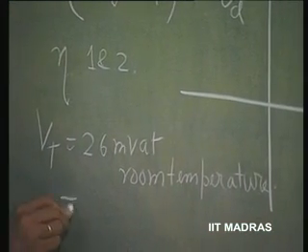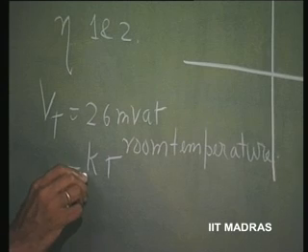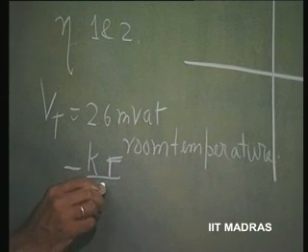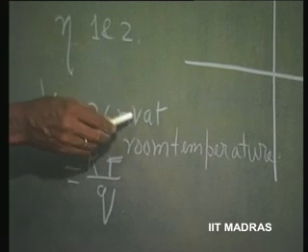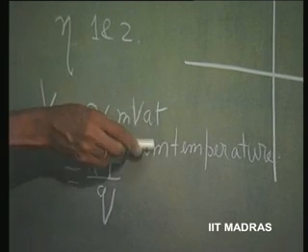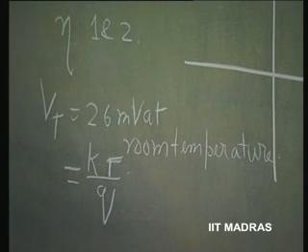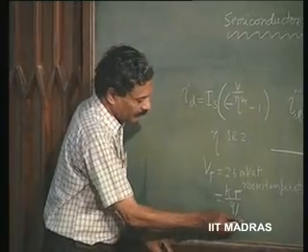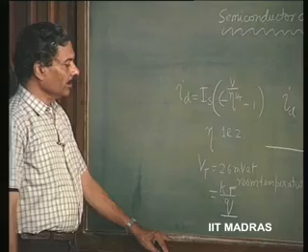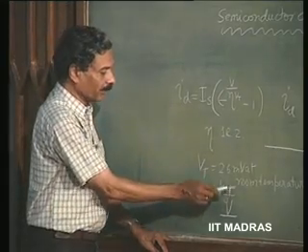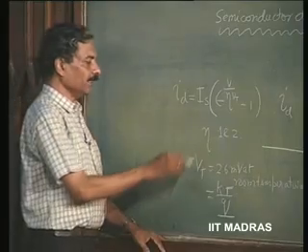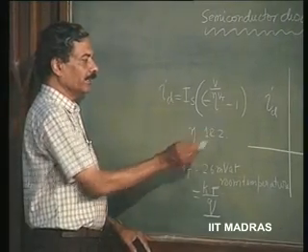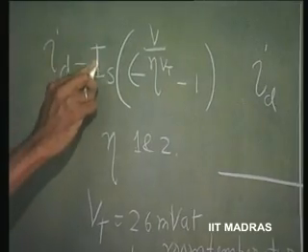This is also equal to Boltzmann's constant K into absolute temperature divided by electronic charge Q, that is equal to 26 millivolts at room temperature of 300° Kelvin. So please remember this, we do not have to bother about it, K over Q is an absolute constant, and it depends upon room temperature T. So eta is a constant factor which is between 1 and 2.